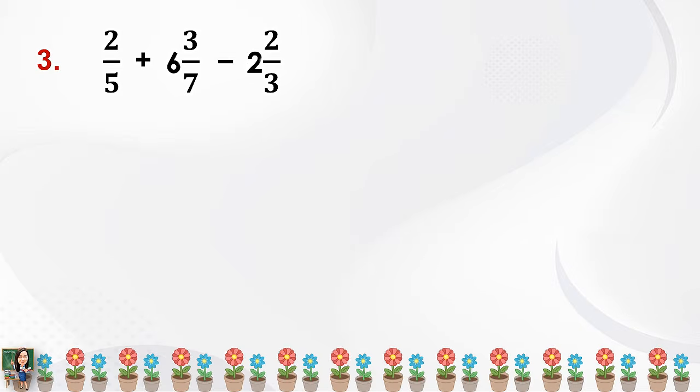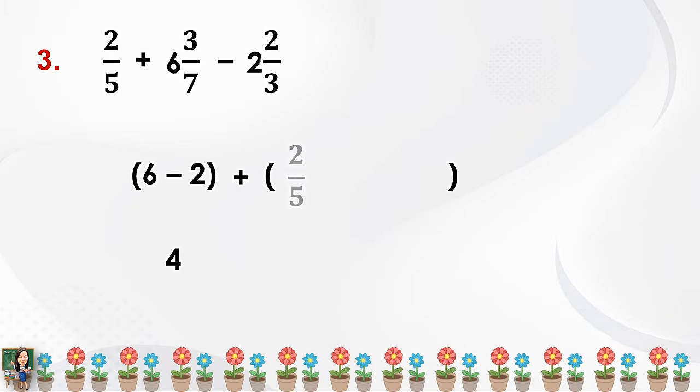Number 3. 2 fifths plus 6 and 3 sevenths minus 2 and 2 thirds. First, separate the whole numbers. 6 minus 2 equals 4. Then, write the fractional parts. 2 fifths plus 3 sevenths minus 2 thirds.